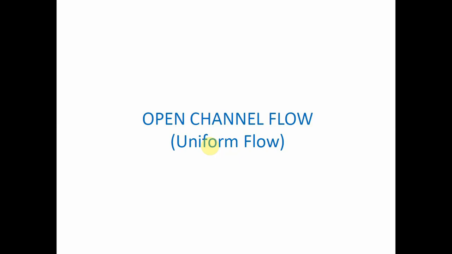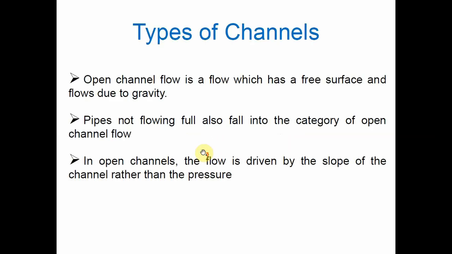The flow of liquid through a pipe, when the level of liquid in the pipe is below the top of the pipe, is also classified as open channel flow. In open channel, the flow is due to gravity and thus the flow conditions are generally influenced by the slope of the channel.